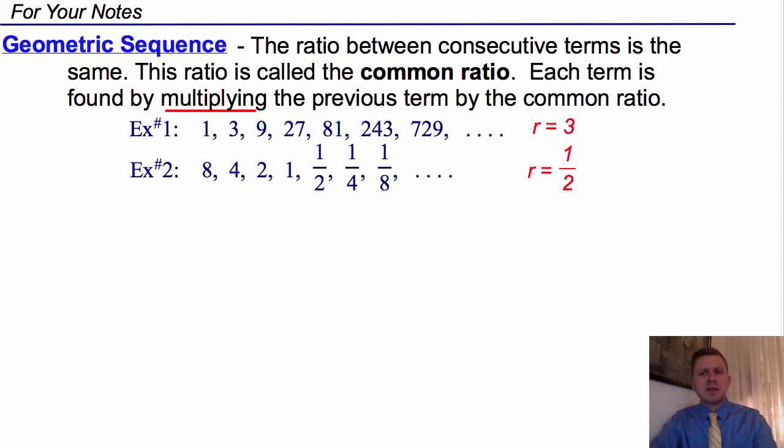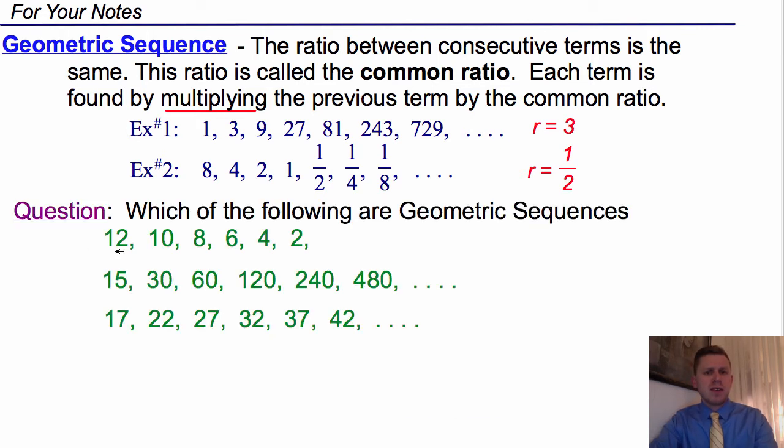Let's look at some sequences and you tell me, are these geometric or not? Let's take a look at the first one. Is the first one geometric? The answer is no. This is an arithmetic sequence. I can see here that these are going down by 2. We would say here the common difference is negative 2.